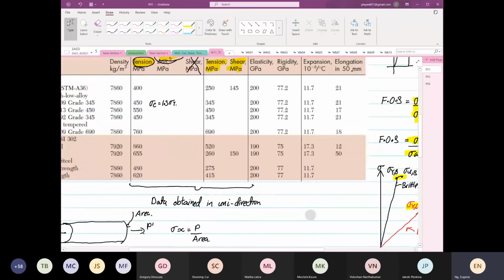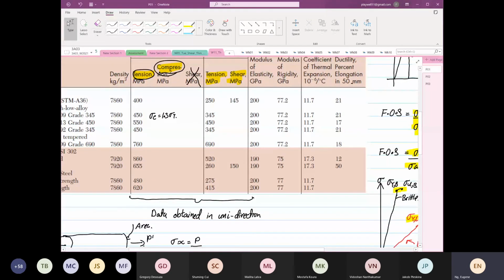So from here, you can see data given in tension mostly, and then a few done in compression. Compression tests are not easy to carry out. You need a lot of preparation. That's why you see tensile values that are very common. That is the only reason.